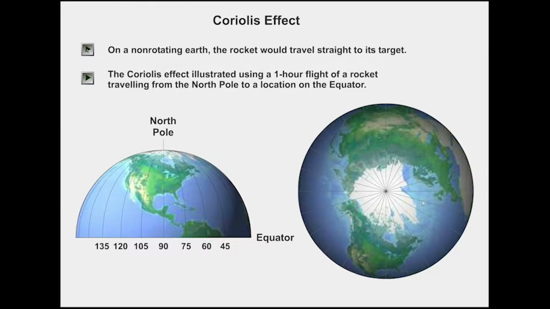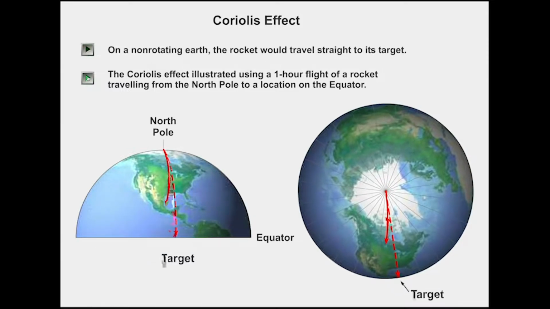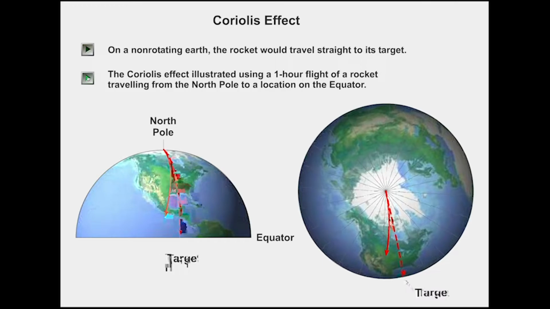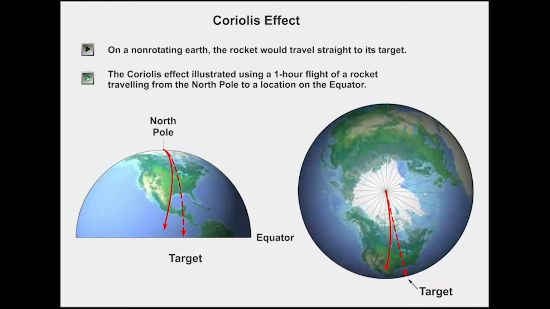In this case, a rocket is going to travel along the Earth's surface. So we're traveling from the North Pole to a target, which would be the Galapagos Islands, it looks like. Now, if the Earth is not rotating, any vehicle you launch will travel in that straight direction. However, because the Earth is rotating, the vehicle that you launch is going to tend to veer to the right. It's going to veer to the right because it's moving in the northern hemisphere, and the northern hemisphere is rotating, always curving to the right.